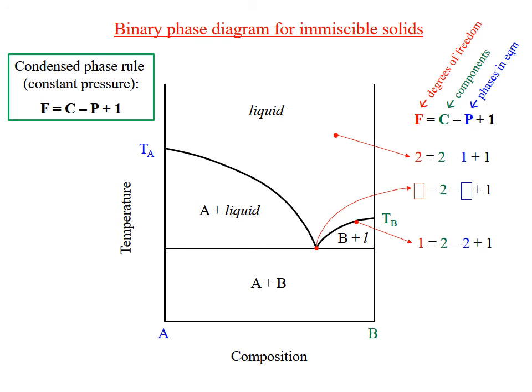Then at this point here, which is the eutectic of the phase diagram, we have a liquid in equilibrium with solid A and solid B, 3 phases, and therefore 0 degrees of freedom for the system. So the eutectic is an invariant point on the phase diagram. We can apply this condensed phase rule to any point on the phase diagram and ensure that it is obeyed, and then we know that this phase diagram is a valid one.